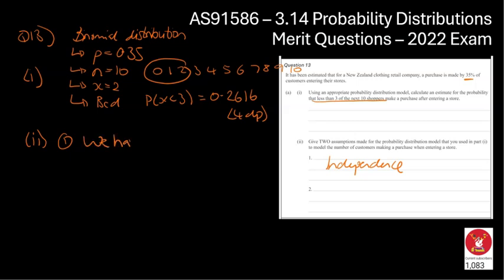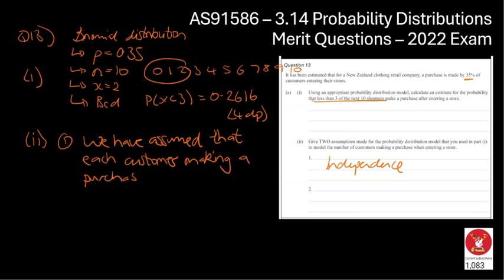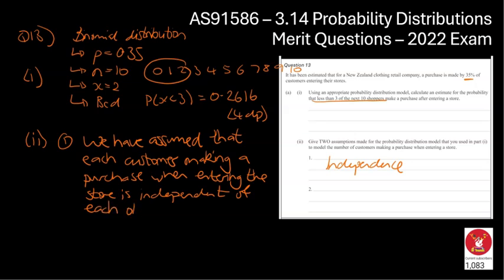So we have assumed, I probably should type this up at the same time, but can't be bothered, that each shopper or each customer making a purchase when entering the store is independent of each other. Okay, so that's the first thing we're looking for, the first assumption.